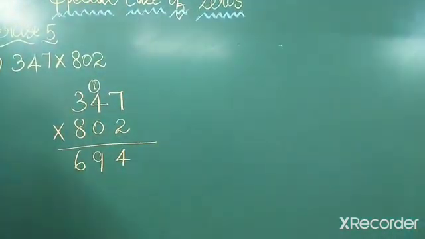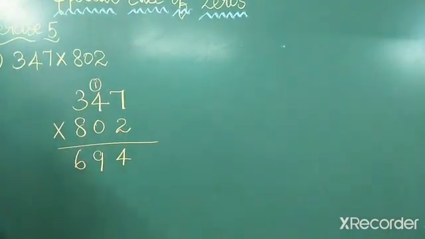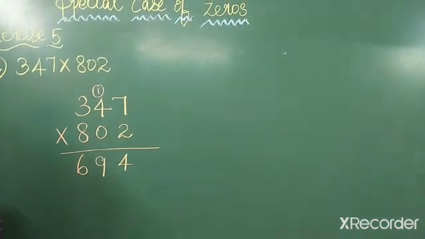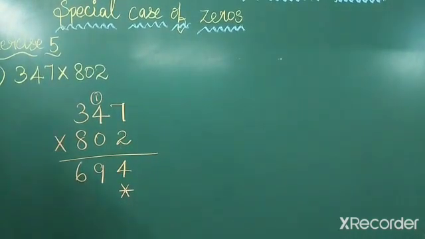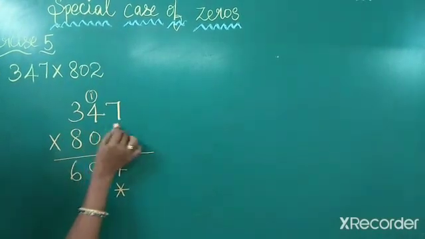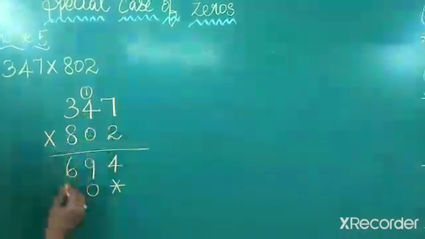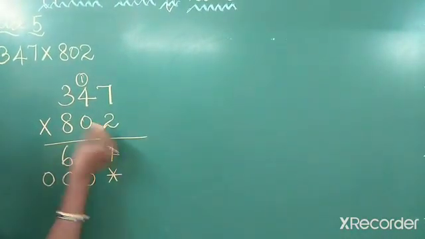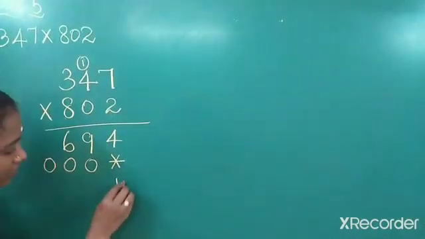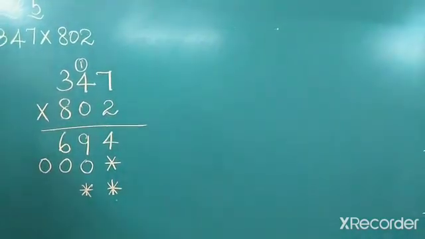Now ones place is over. Moving on to the tens place. What we have here? 0. So we have studied that any number multiplied by 0 gives you 0. So in the ones place I am just putting asterisks. Okay. Now start multiply. 347 into 0. 7 zeros are 0. 4 zeros are 0. 3 zeros are 0. Okay. Now moving on to the hundreds place. So you need to add 2 asterisks in the ones place and in the tens place.